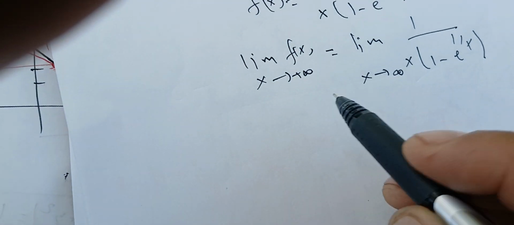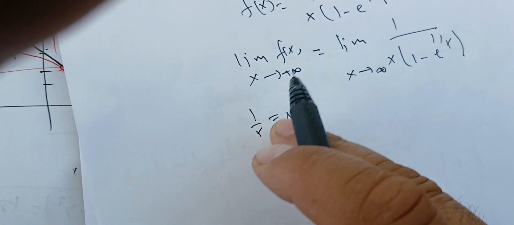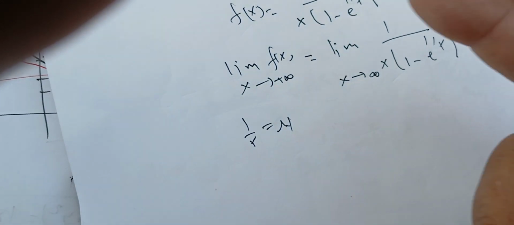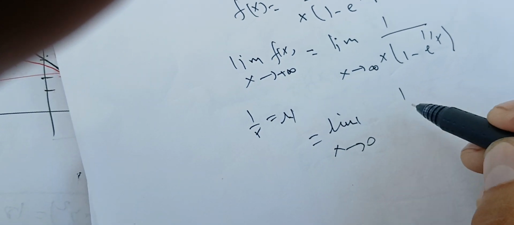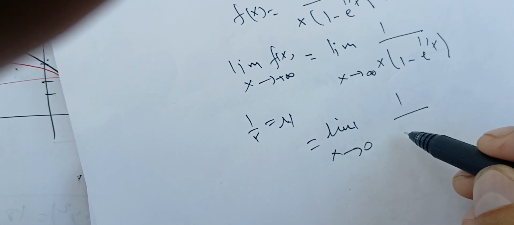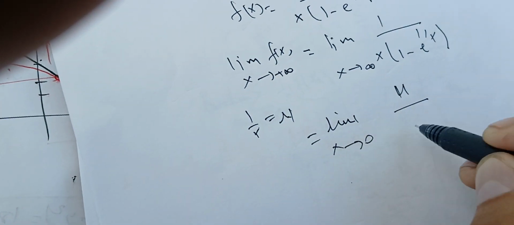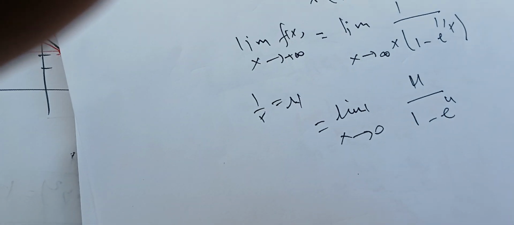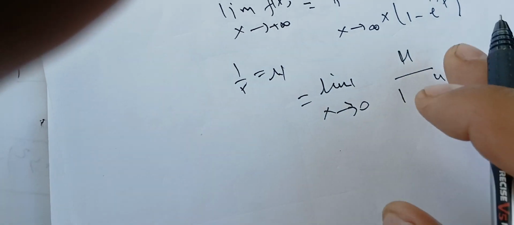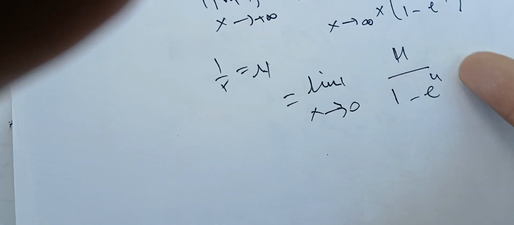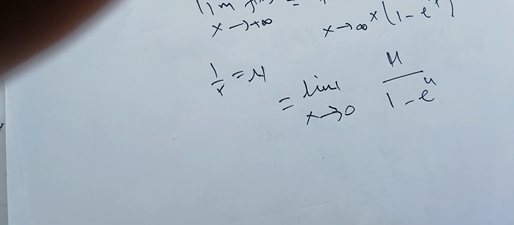But let's make it easier. So let's use a change of variable. Let's put 1 over x equals u. So as x goes to infinity, u goes to 0 from the right. So we have the limit as u goes to 0 of u over 1 minus e to the power u. Now again, when we plug in the values, we get 0 over 1 minus 1, which is 0 over 0. So we have to do extra work.